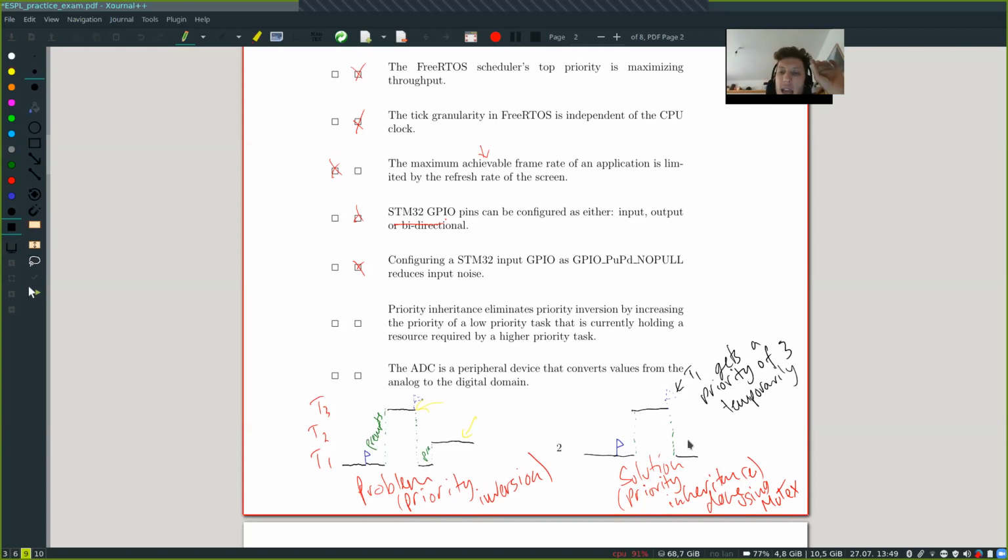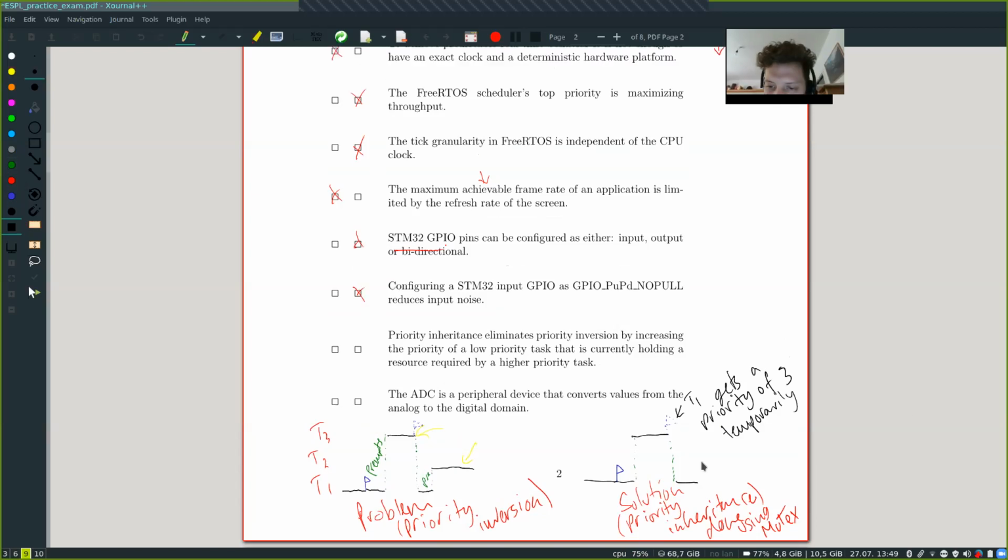So at this moment, now we have this T1 with a priority of T3. And as you can imagine, at this point in time, when T2 wants to interrupt, the scheduler is going to say, no, it doesn't work. T1 is executing, it has priority of 3, right? And so we'll just get normal execution.